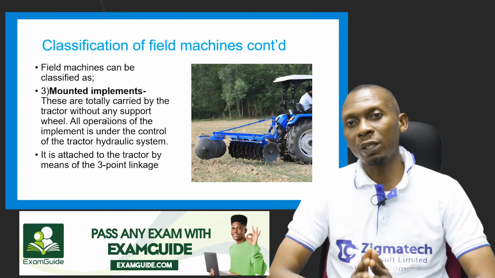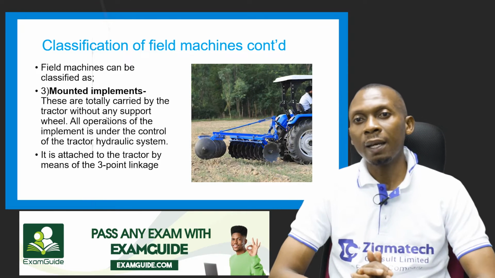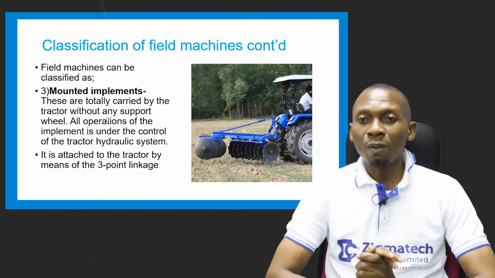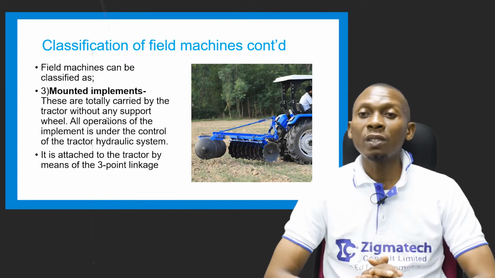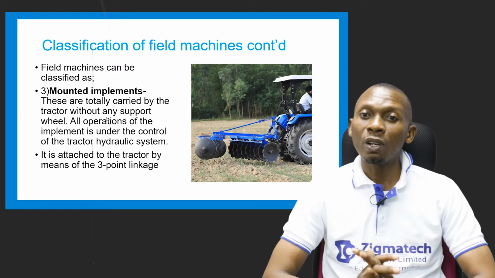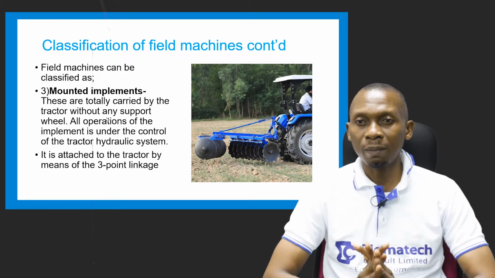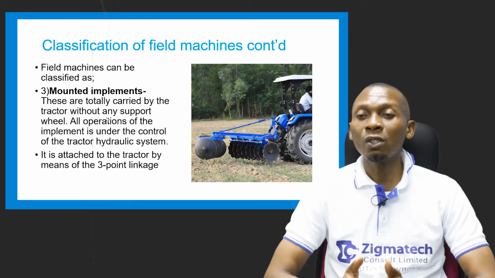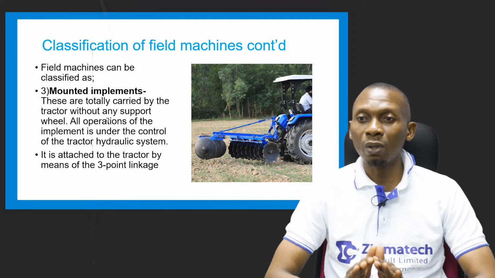Now we also have what is called the mounted implement. Now these are totally carried by the tractor without any support wheel. All operations of the implement are under the control of the tractor's hydraulic system. This hydraulic system helps the implement to be lifted up from the ground or brought down to the ground.